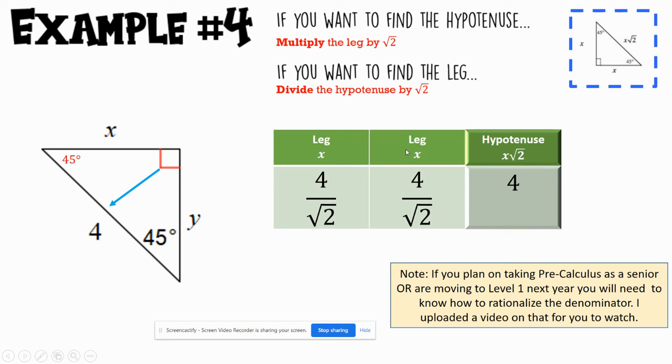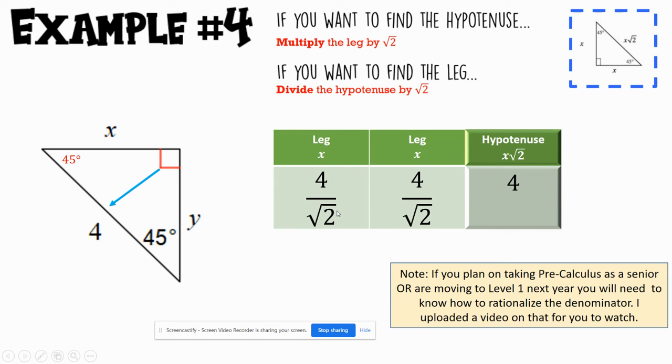And I am working backwards. I want to find the leg. So I'm going to take this hypotenuse and I'm going to divide by the square root of 2. And for you guys, you can leave your answer like this. If you're going to take pre-calculus or later math classes later on, you might study how you don't want to leave a radical in the denominator. For this class, you can.